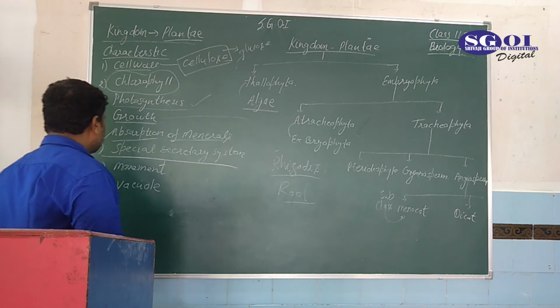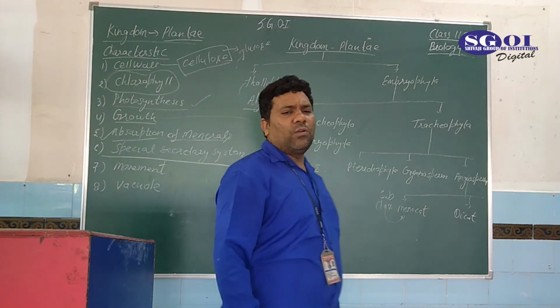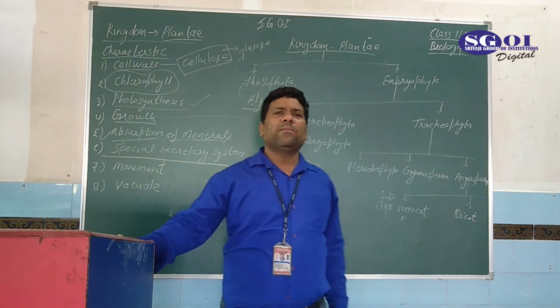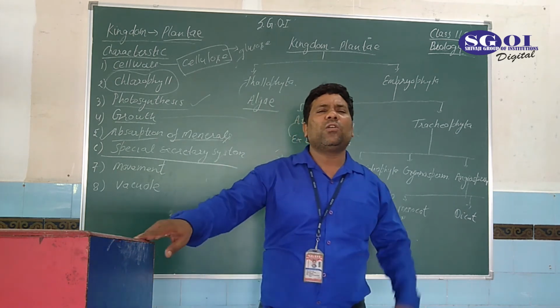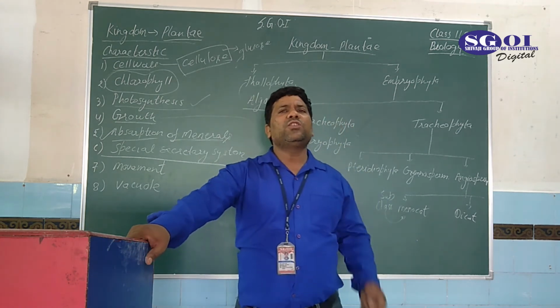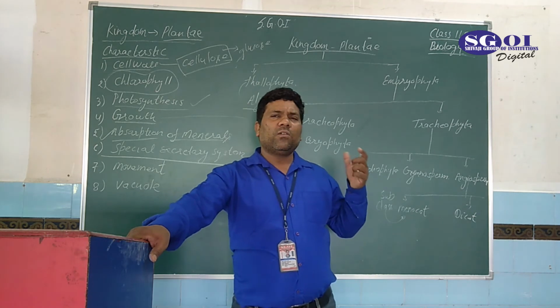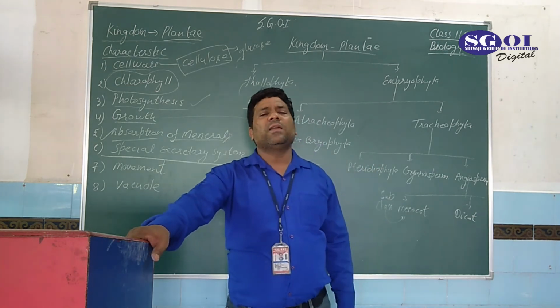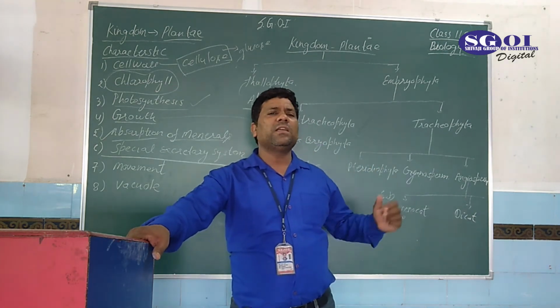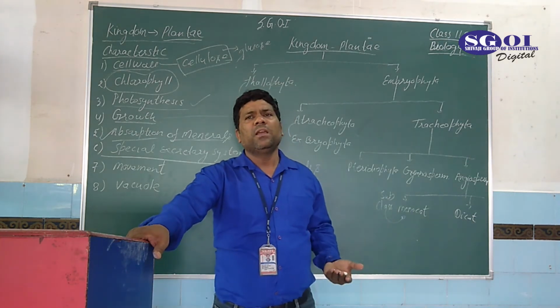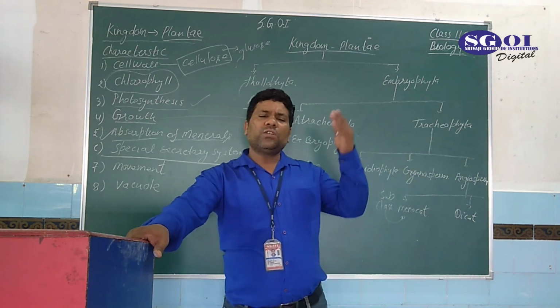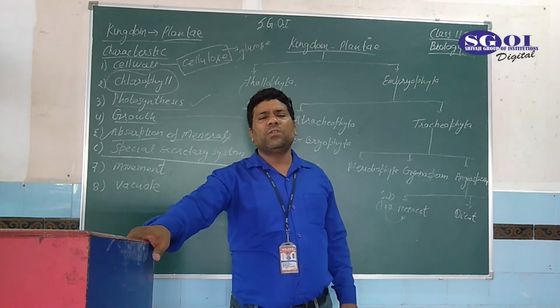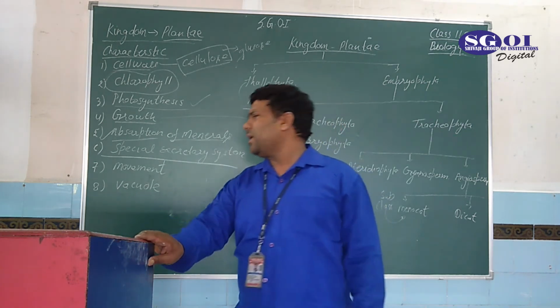Now comes the next point, movement. As you know, movement also takes place in plants. For example, roots are always positively geotropic. It means that they always grow towards gravity, and the stem is always negatively geotropic. It means that it grows opposite to gravity. So these are the movements found in the plant system.